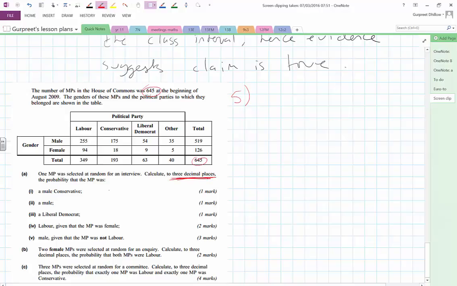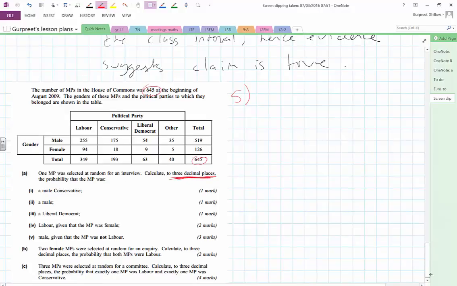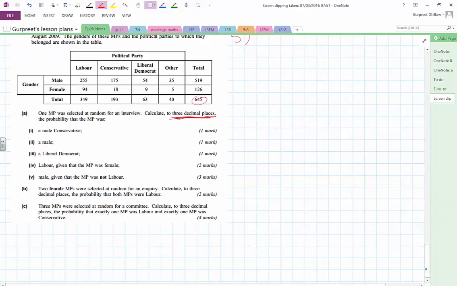The probability that the MP was, and if we look at this now, a male Conservative, so you're 175 out of 645. So that's going to be 175 out of 645, and remember you've got to go to 3dp, so that's 0.271. That was A part 1. This is going to be A part 2.